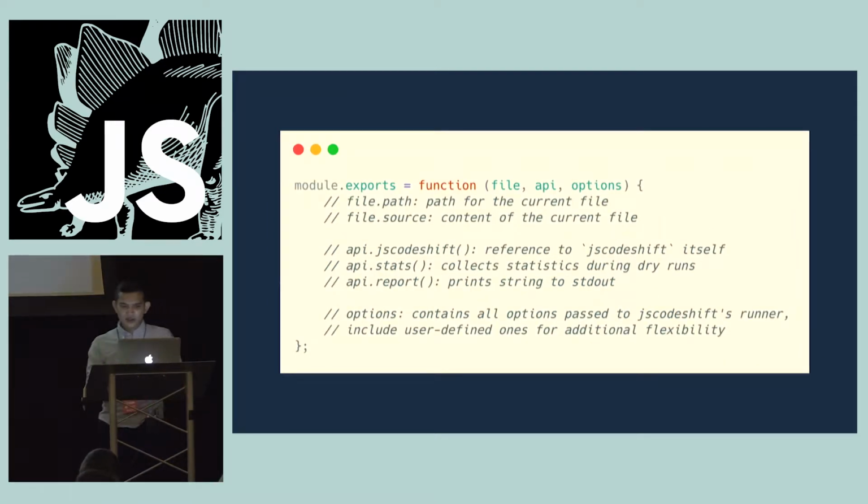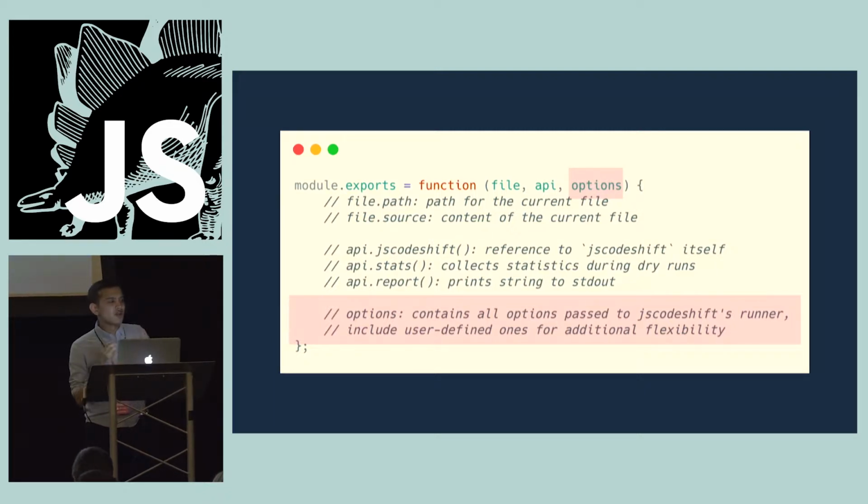If we take a look at the parameters of this function, we have 3 up there. The first parameter, file, gives us access to the file's path and the source. This is the file that we want to refactor programmatically. The second argument has methods that actually alias to JS CodeShift, and they also allow us to collect statistics and generate reports, all that good stuff. The last argument is an object that contains all the options we actually passed to the JS CodeShift command. So this includes any user-defined ones, which means our code mods can be extremely flexible.